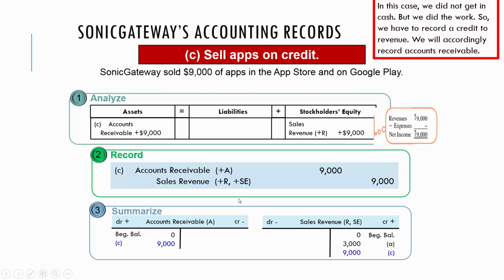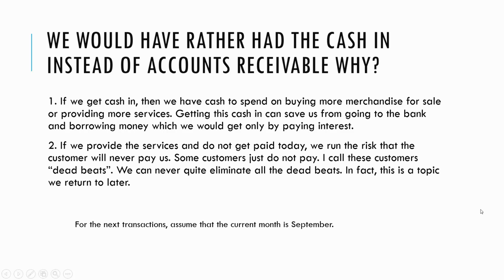We need cash. We don't need promises from people. We need cash. So here, we would rather have had the cash in instead of accounts receivable. Why? If we get the cash in, we have the cash to spend on buying more merchandise for sale or providing more services, which in turn we can do, and then we can get more cash in. So it's that cycle. It's the operating cycle we were talking about earlier. If we get cash in, then we don't have to go to the bank and borrow money and pay interest. So that's another good thing.